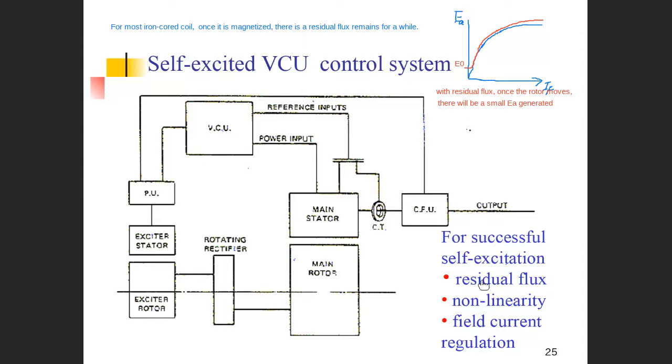The second point is the non-linearity. Look at it here. The curve already shown here has non-linearity. So why do we say non-linearity? Because of the excitation curve. So this is the first point, what is meant by the residual.